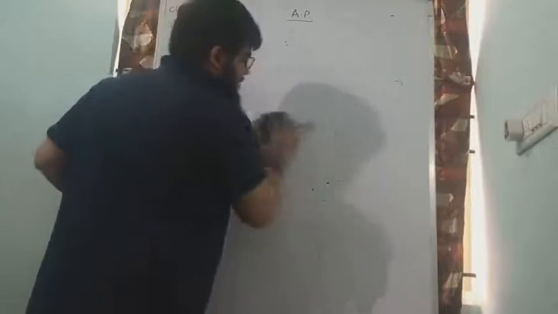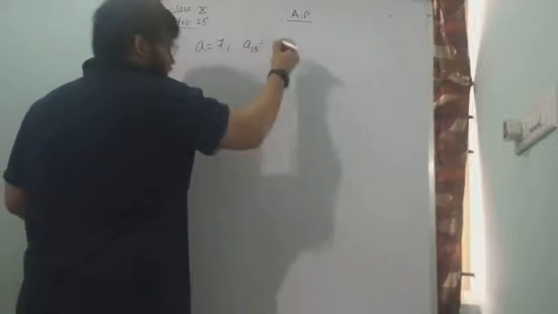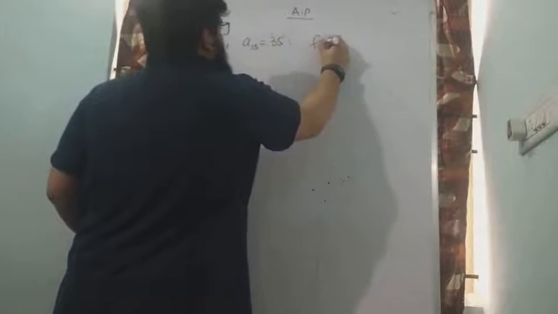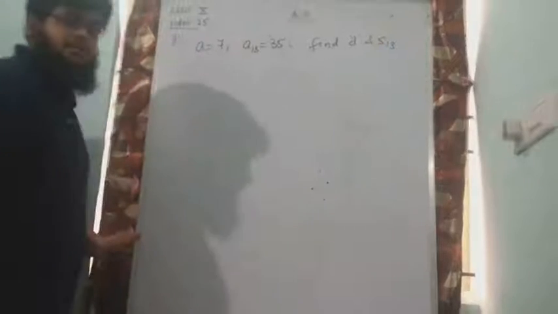Let us move on to the next question. Given A is equal to 7, A13 is equal to 35, find D and S13. This is the question.